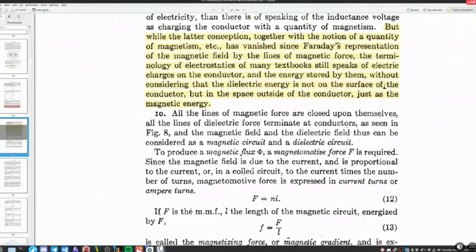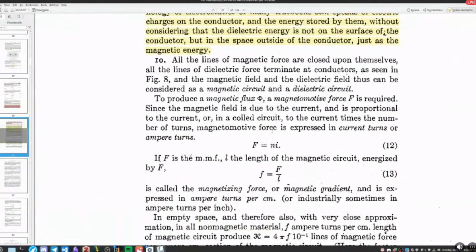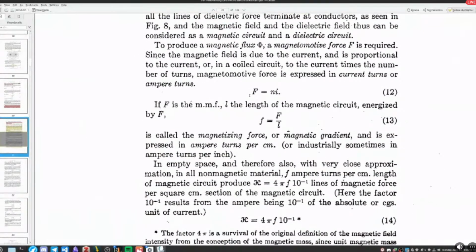But yeah, that's cool. All the lines of magnetic force are closed upon themselves. All the lines of dielectric force terminate at conductors, as seen in figure 8, and the magnetic field and the dielectric field thus can be considered as a magnetic circuit and a dielectric circuit. To produce a magnetic flux of phi, a magnetomotive force F is required. Since the magnetic field is due to the current and is proportional to the current, or in a coiled current to the current times the number of turns, magnetomotive force is expressed in current terms or ampere terms. Force equals Ni.